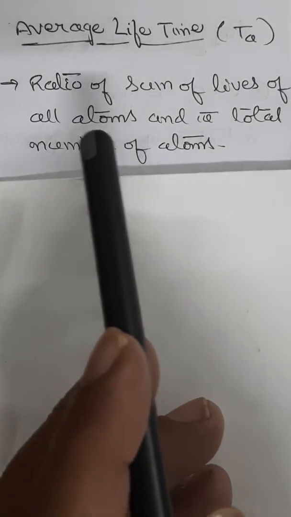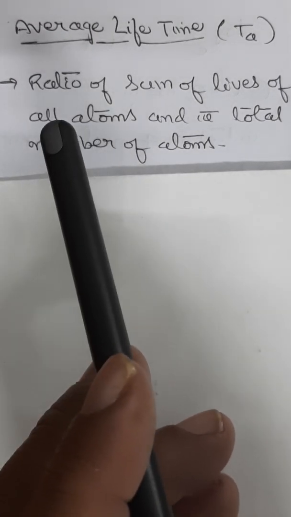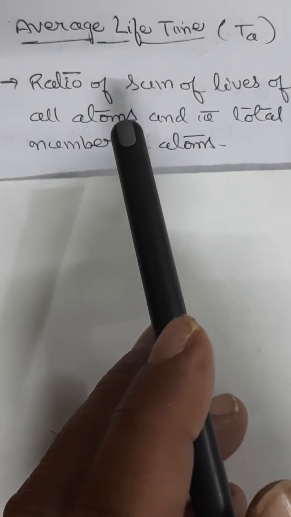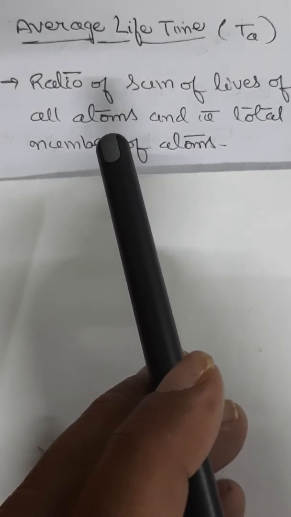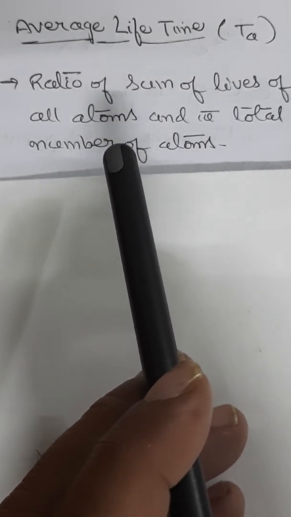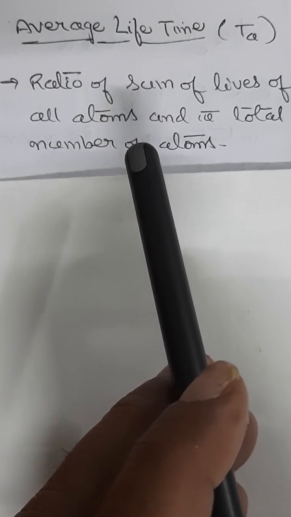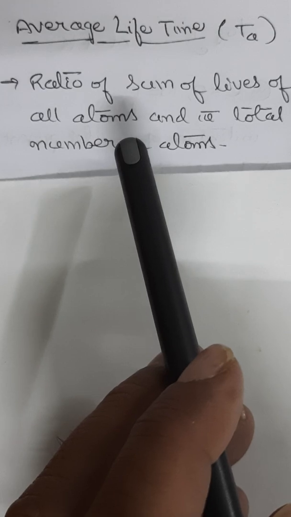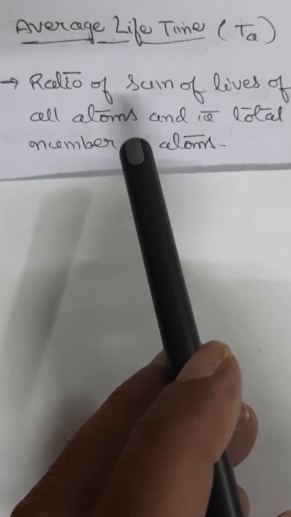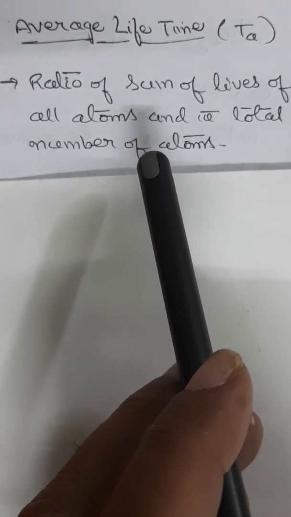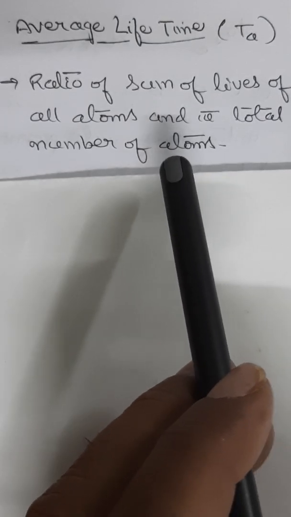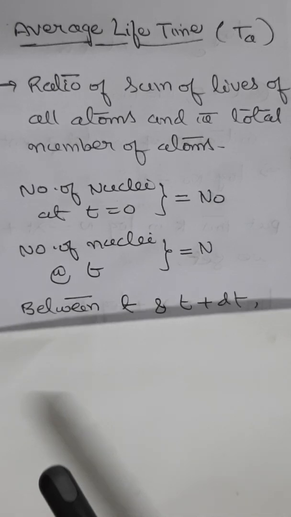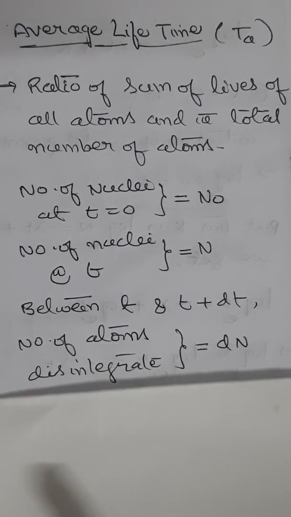This is how we can define it. The mean time or average life of a radioactive nucleus can be defined as the ratio of the sum of lives of all the atoms and the total number of atoms. So it is a ratio between the sum of lives of all the atoms, that is the total lifetime, divided by the total number of atoms.